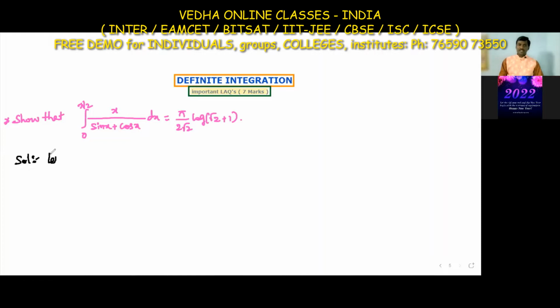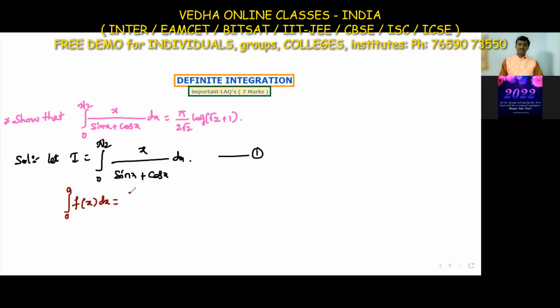Okay, so now I am taking the LHS is equal to I. So I is equal to the integral from 0 to pi by 2 of x divided by sin x plus cos x dx. Take this as equation number 1. We have the formula. What is the formula? The integral from 0 to a of f of x dx is equal to the integral from 0 to a of f of a minus x dx, upper limit minus x I am taking.